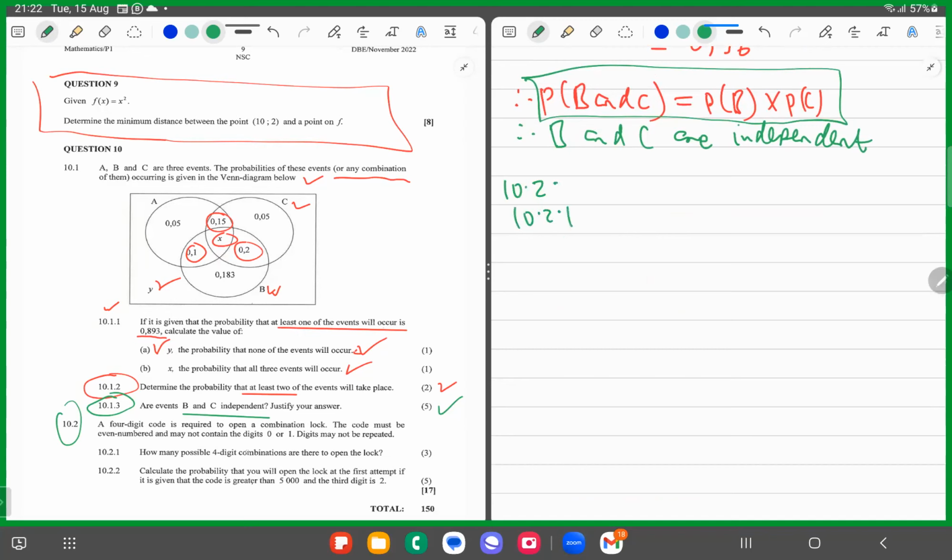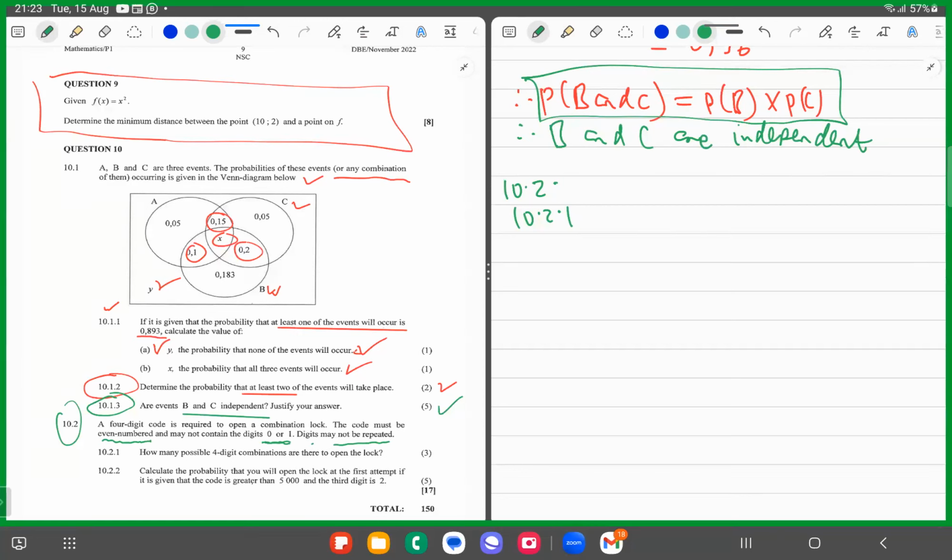A 4-digit code is required to open a combination lock. The code must be even numbered and may not contain digits 0 or 1. Digits may not be repeated, okay? So those conditions are very important. Now, how many possible 4-digit combinations are there to open the lock?